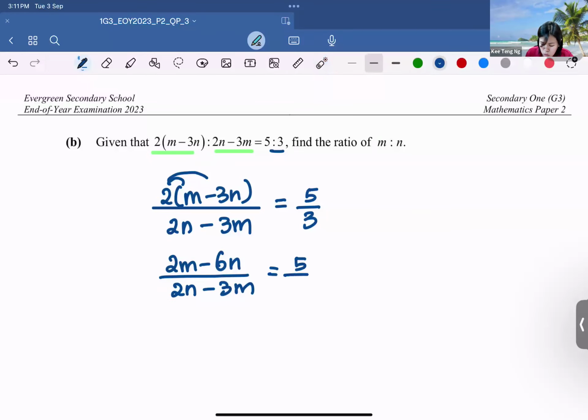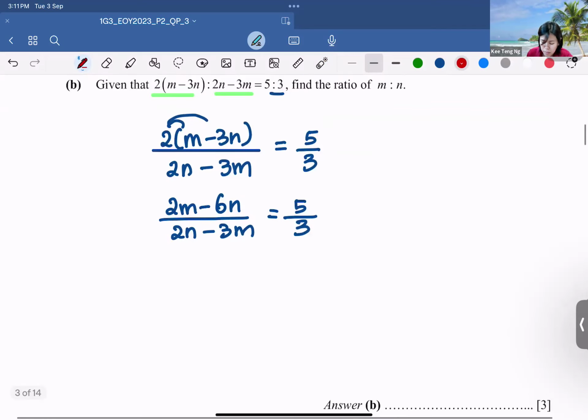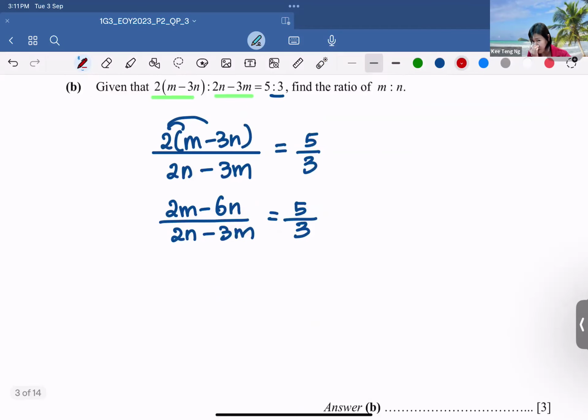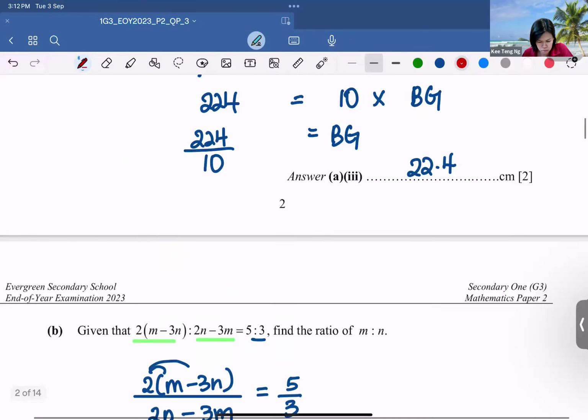So I'll do my next favorite when I have an equal sign. Anyone can tell me what is the next step to do? Madam's favorite working. Quick. Multiplication. Yes, thank you, cross multiplication. Who's the one that got question 1 part 3?